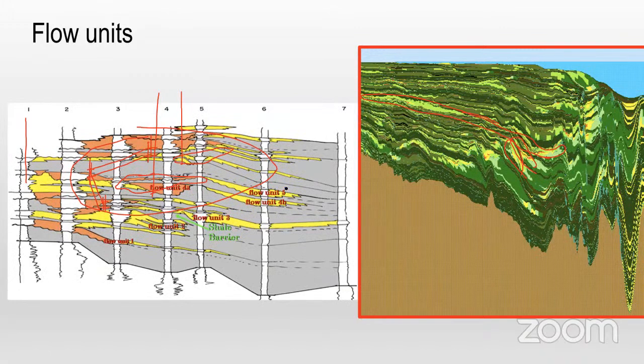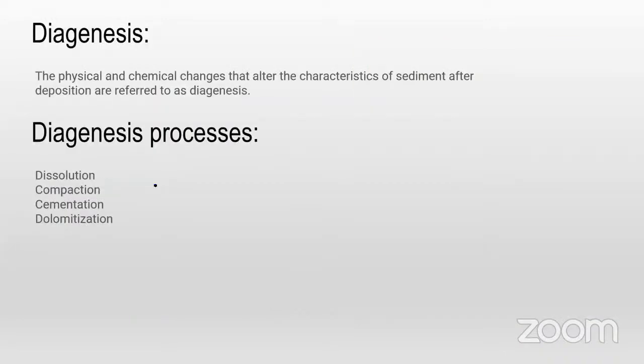Okay, again, those are the flow units based on the sequence stratigraphy. One other thing that is important for a reservoir modeler is diagenesis. What is diagenesis? Diagenesis is the physical and chemical changes that alter the sediments after deposition. Some of the diagenetic processes are very important for us, for example, dissolution, compaction, cementation, and dolomitization.